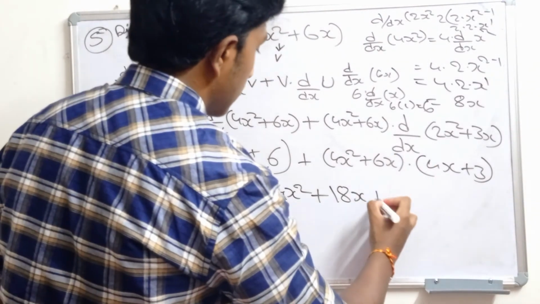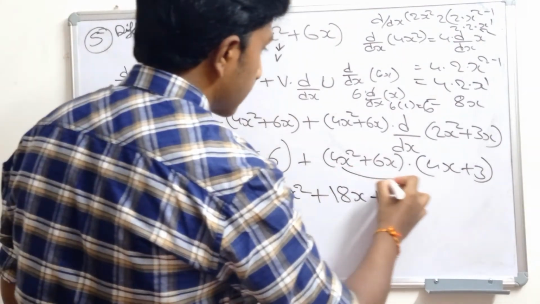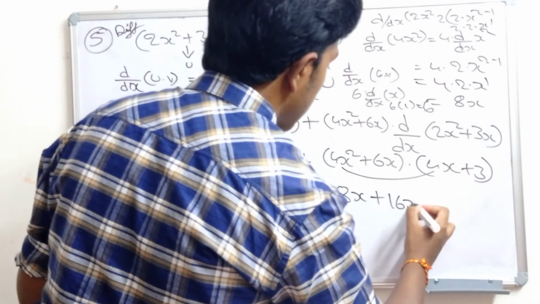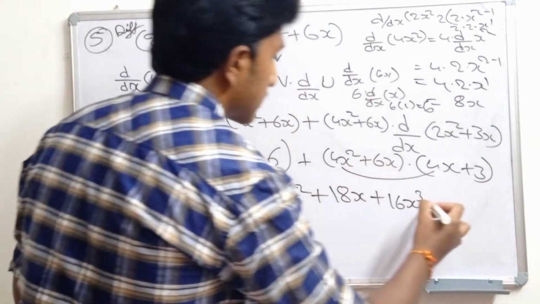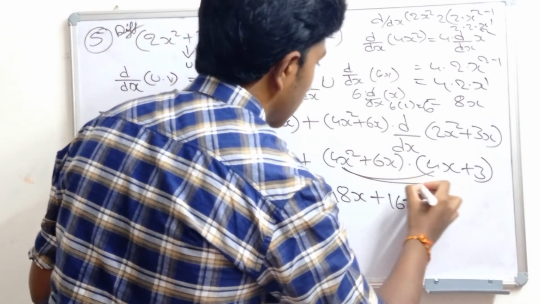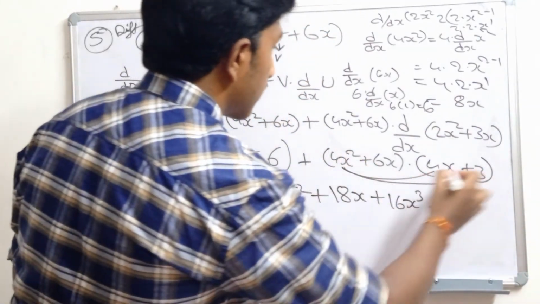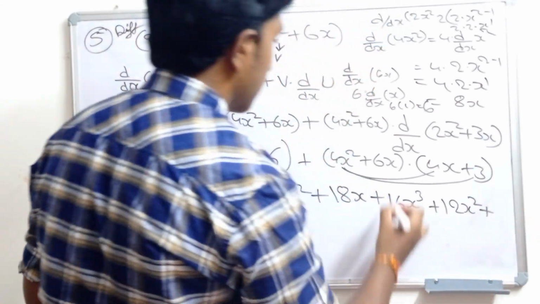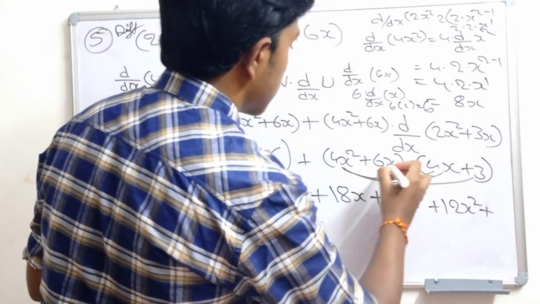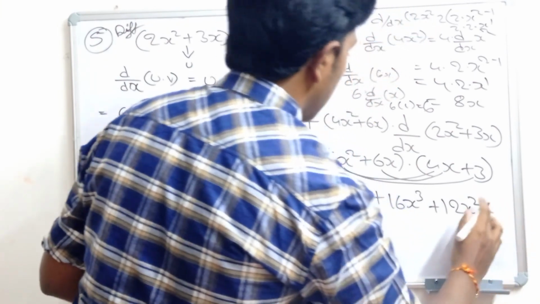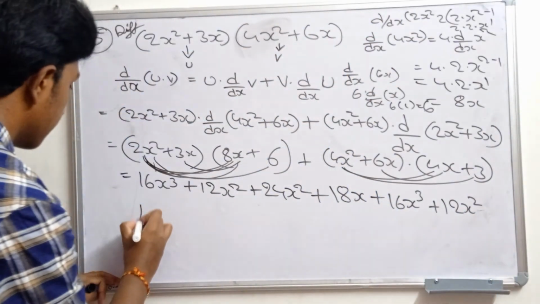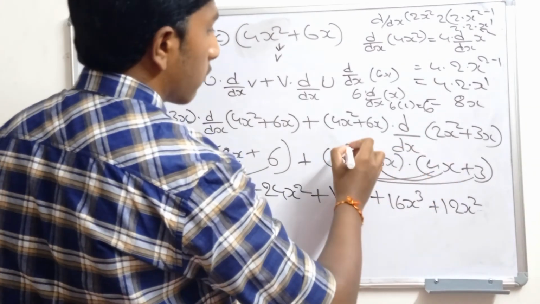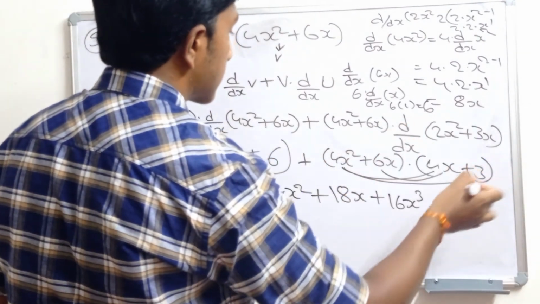Now moving to the next one. 4x square into 4x, 4 4s are 16, x square into x means x cube. 4x square into 3, 4 3s are 12, x square. 6x into 4x, 6 4s are, I'll be writing the continuation here. 4x square into 4x means 16x cube. 4x square into 3 means 12x square.